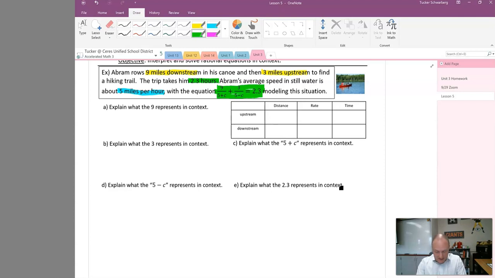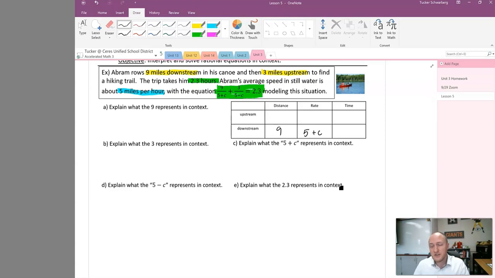So they say that Abram rowed 9 miles downstream. So I'm going to put a 9 in that box there. And then what was his rate when he went downstream? Well, I do know that he's going 5 miles per hour, and when he goes downstream, it's like running downhill. He's going to go faster. So I'm going to add c, the current. So c will represent current.